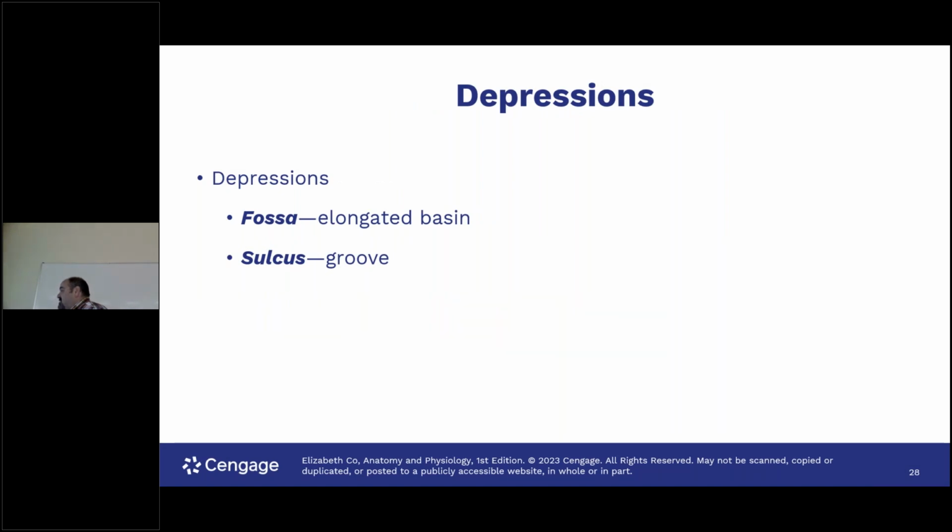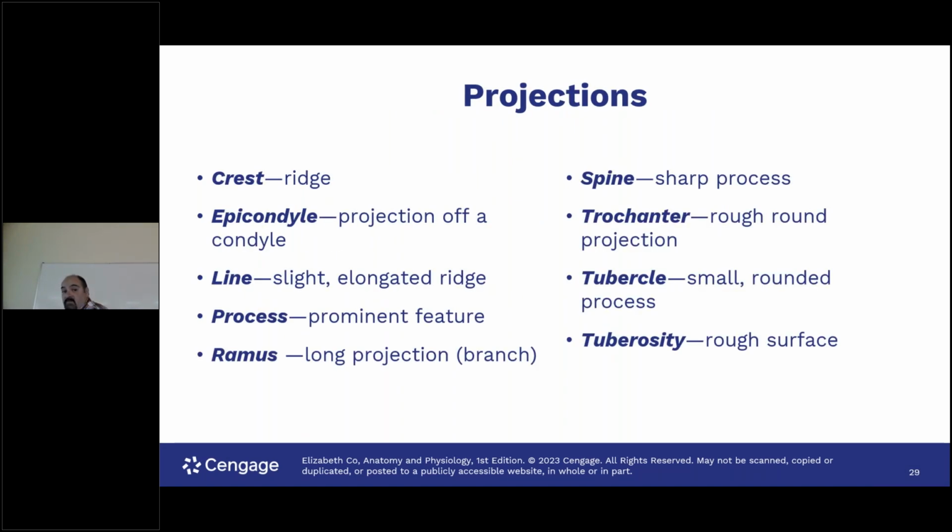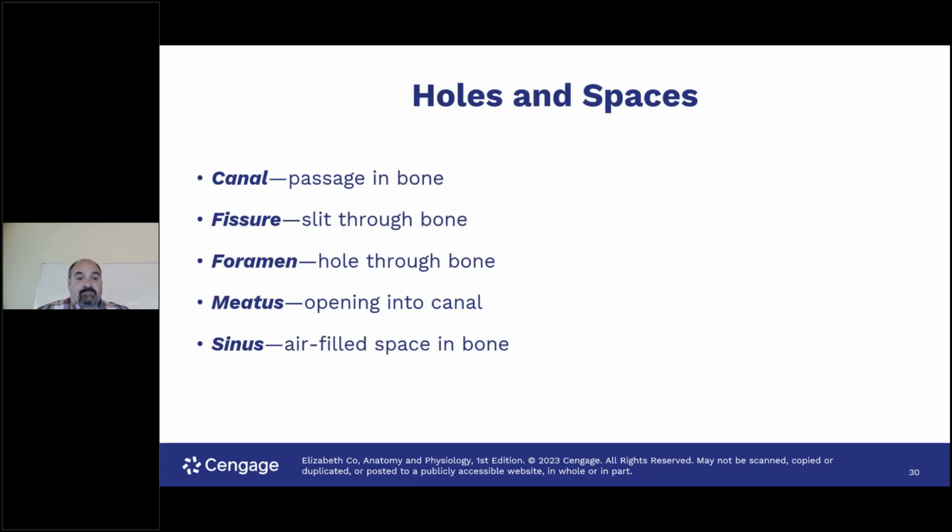A fossa, a sulcus, projections, trochanter, tubercle, tuberosity and such, lines, process, ramus, epicondyles, associated with condyles, right? The holes and spaces. So canals, fissure, foramen, meatus, right? So we're looking at the external meatus as the entrance to the canal for your sense of hearing. Sinuses.